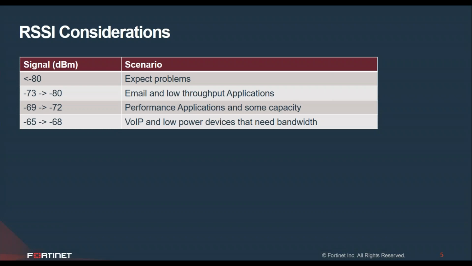As the signal decreases through the -70s up to the -80s, your performance will decrease. And then as you hit -80 and lower, that's when you can start to expect those problems, slow page loads on a web browser application, and maybe some ping loss. So definitely have a goal in mind of what signal strength you want to see throughout your network when you go into that planning stage.